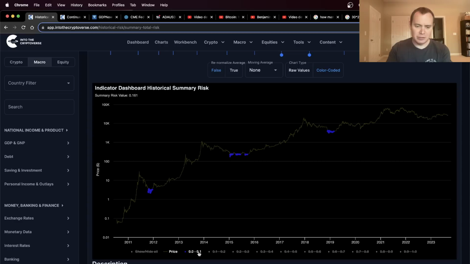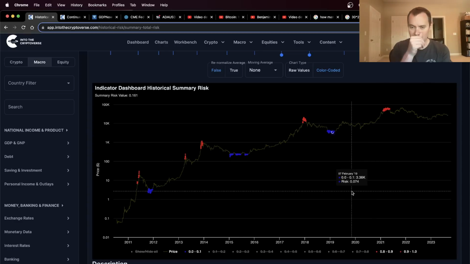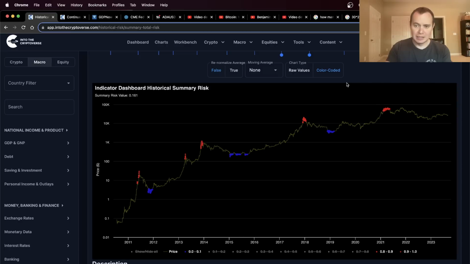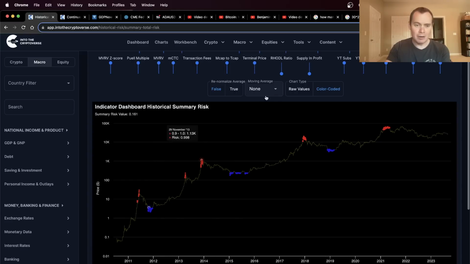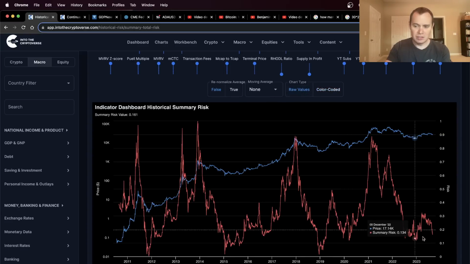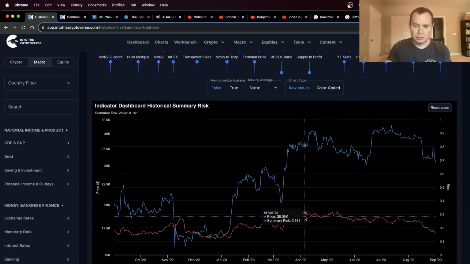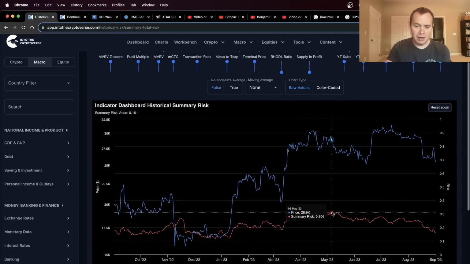So I think it's quite interesting to look at it, especially if you look at it like this, right? It's a really interesting chart to look at, to see where the overall risk metric is, and to say that, again, every pre-halving year, total summary risk for Bitcoin went to the 0 to 0.1 risk band. Right now we're at 0.161. This is where we are. Just a few weeks ago, it was over 0.3 risk back in May, and now it just keeps on dropping.